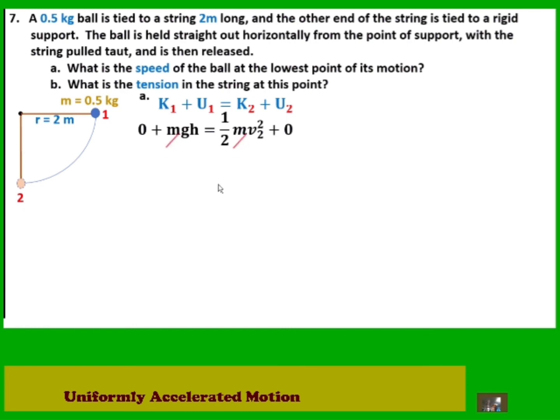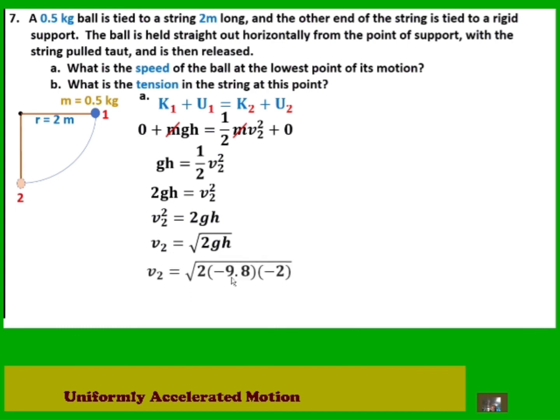So simplify, cancel out the common factor, cancel out m. So the simplified form. Then solve for the speed at point 2. Extract the square root on both sides. Substitute z, negative 9.8, height negative 2. Then extract the square root. So the speed at point 2 is 6.26 meters per second.